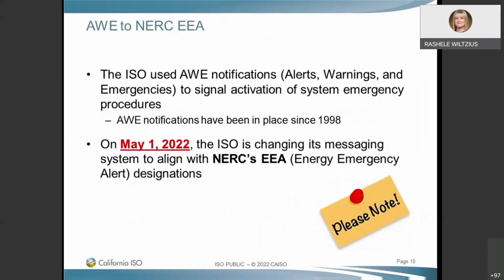Now, as I mentioned, the ISO used, and will continue to use until May 1st, these notifications we call AWEs, which stands for alerts, warnings, and emergencies. These essentially signal activation of our system emergency procedures. This AWE process has been in place for a long while. We've been using them since 1998. So this is a huge change for us, because we're going to transition to a new system, and that is our NERC EEA, or Energy Emergency Alert, designations. And that will be as of May 1st.